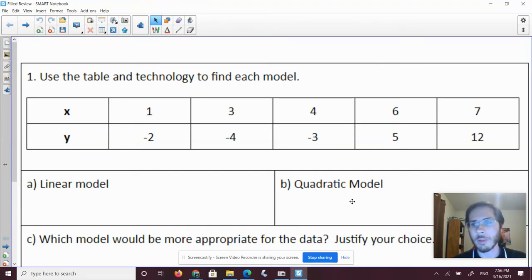So we're doing the Unit 8 review. So first question that we got says use the table and technology to find each model. So we have to find a linear model and we have to find a quadratic model. So what I'm going to do is put all these numbers into a data table.